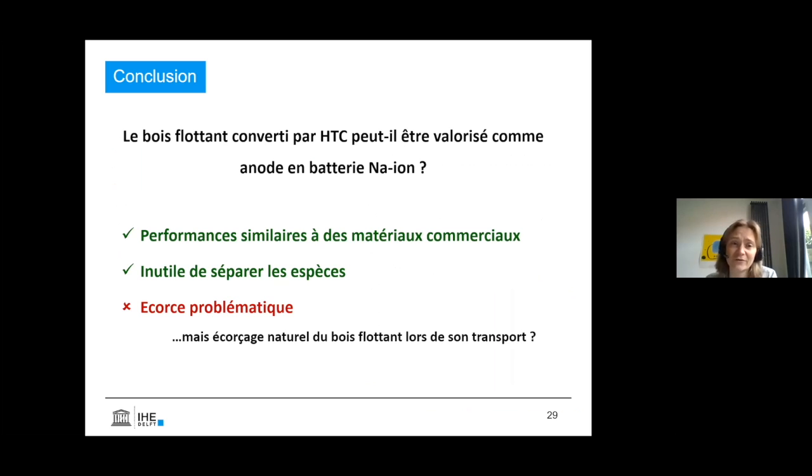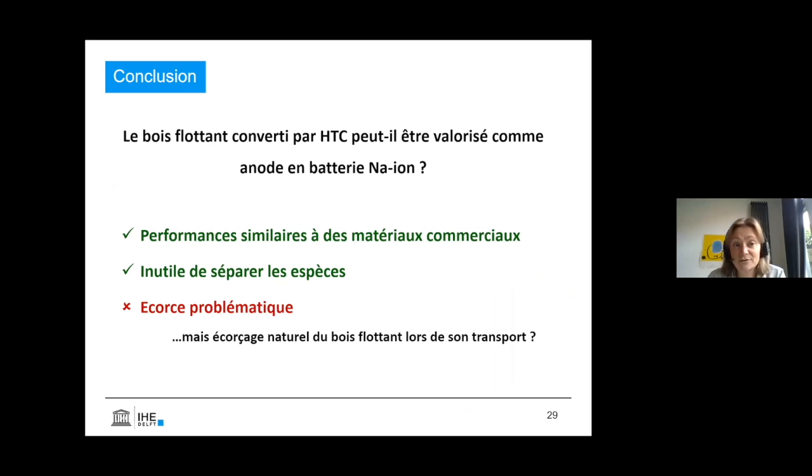So in conclusion, I come back to my original question, which is: can in-stream wood converted by HTC be valorized as an anode in a sodium-ion battery? I didn't explicitly put yes, but I put some different elements. So yes, it can be converted, and it does yield similar performances as commercial materials.